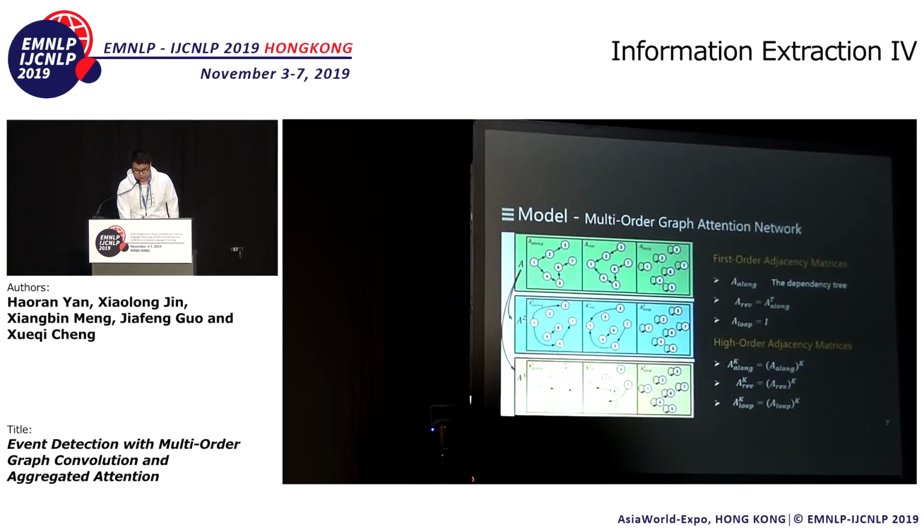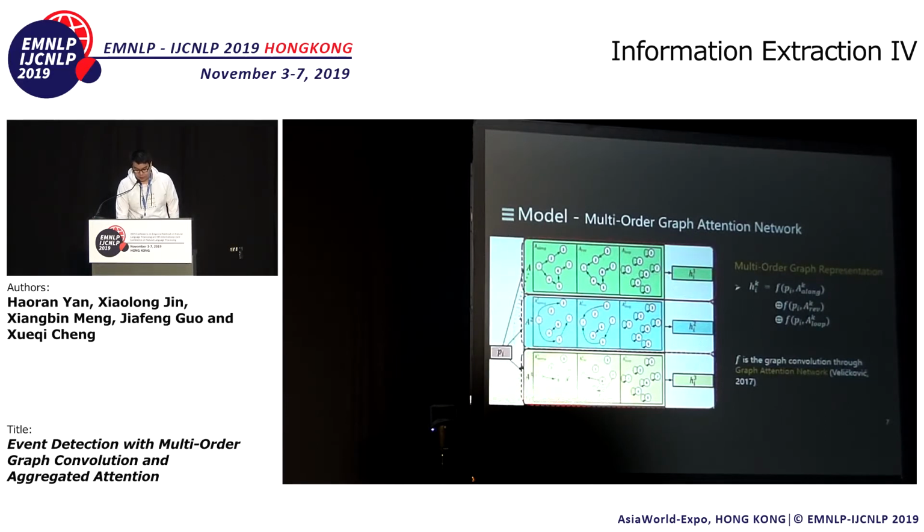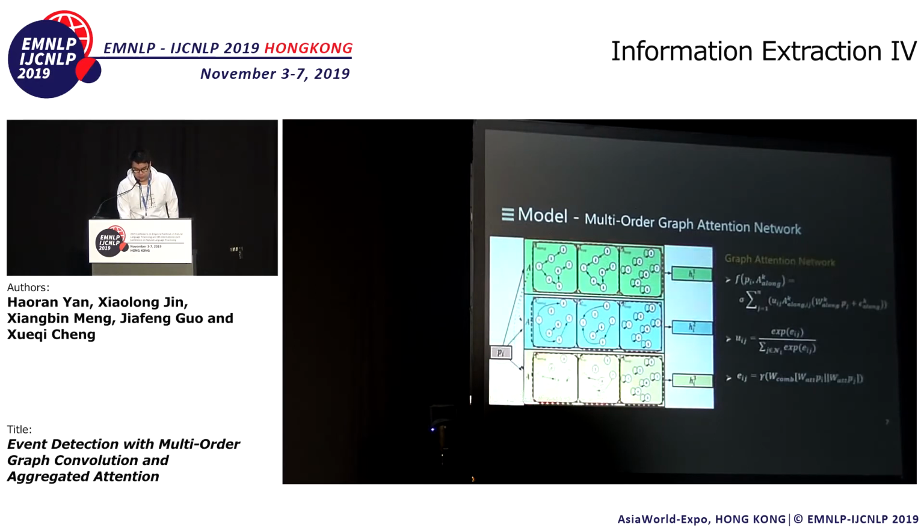High-order dependency graphs store multi-hop neighbor relations in the dependency tree, which have the same structure as the first-order ones and are calculated through matrix multiplication. In the illustration, the blue rectangle saves the second-order dependency graph, and the yellow rectangle saves the third-order dependency graph. The graph representation is calculated by element-wise add of graph convolution, and the output of each subgraph is a different order. We adopt the graph attention network for graph convolution.